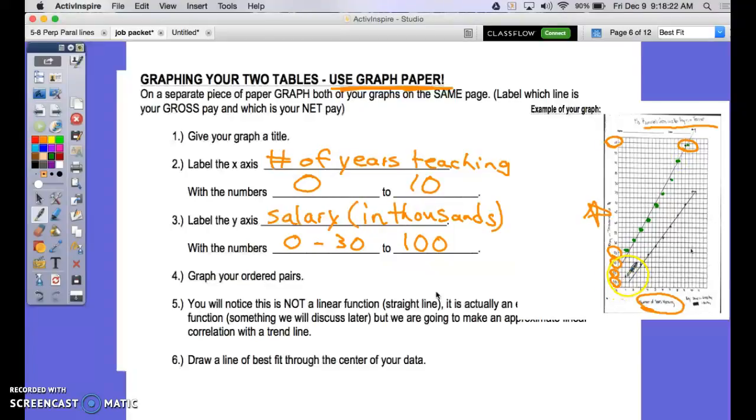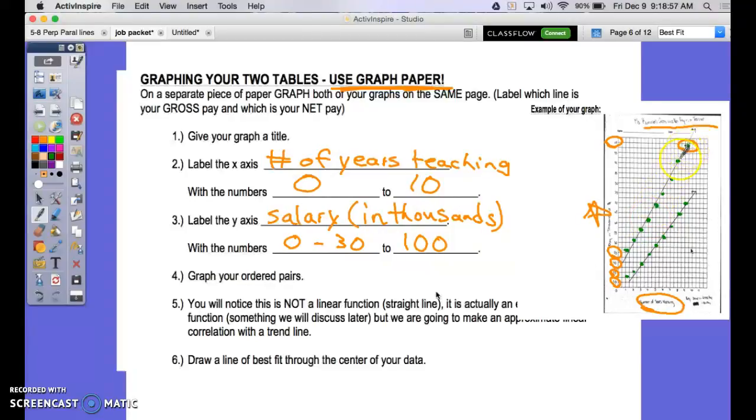And then the net pay and the gross pay is going to be graphed similarly, obviously with different values, and the net pay is definitely going to be lower based on the tax. So once we graph our ordered pairs, we're then going to take a look at the curve that takes place here. Now, we do create a trend line because this is an example on scatter plots. And we want to be able to create a trend line and then write an equation for this trend line. So we are going to have you draw a line of best fit.